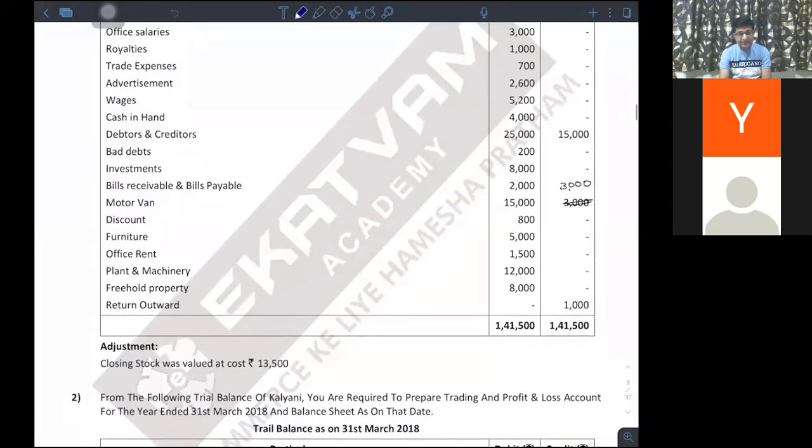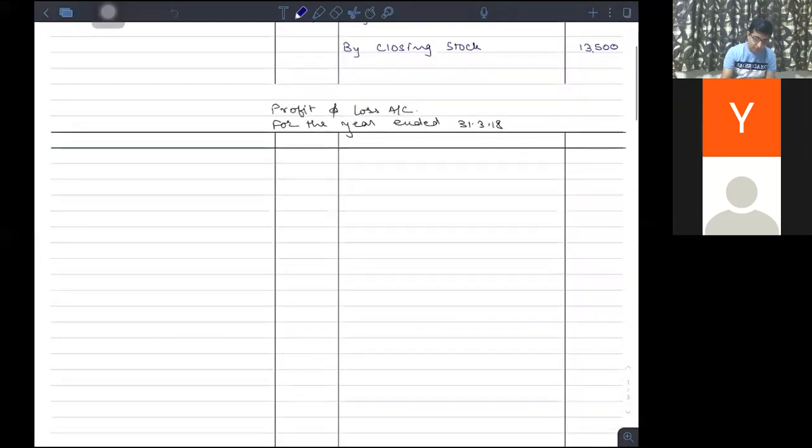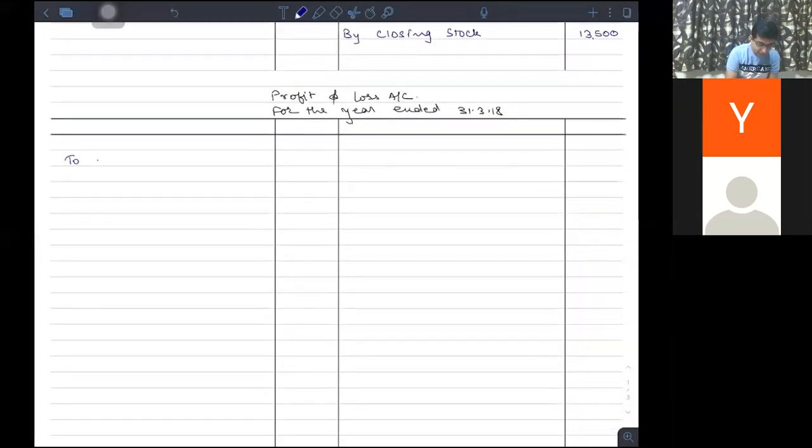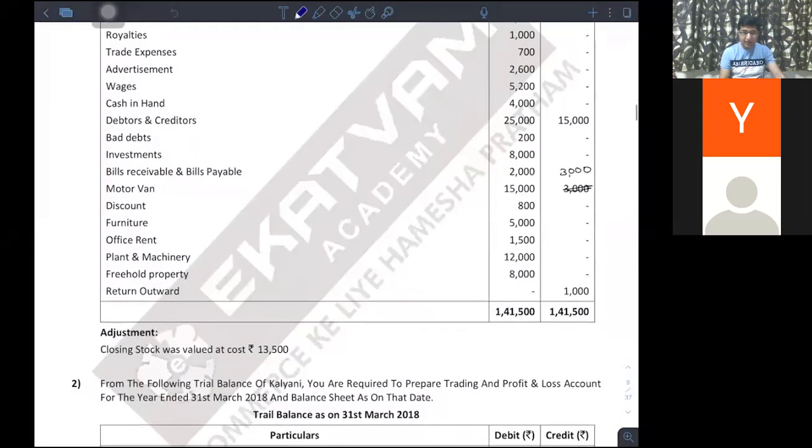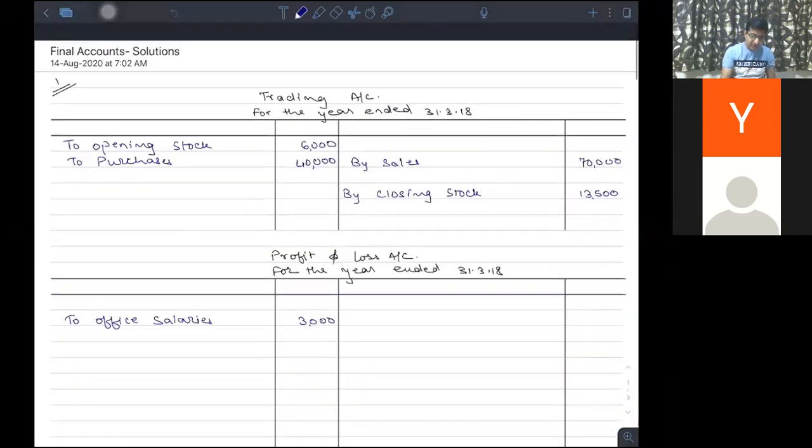Next, office salaries. It being an expense of the business, but in the support of the business. Therefore, that goes to the P&L account onto the debit side, to office salaries. Please understand, my dear friends, there is no sequence for the purpose of what item will come when and where. There's no sequence being decided for that. It is the sequence in which it is given in the trial balance. You can prepare the P&L account and trading account. Royalties will go into the trading account.